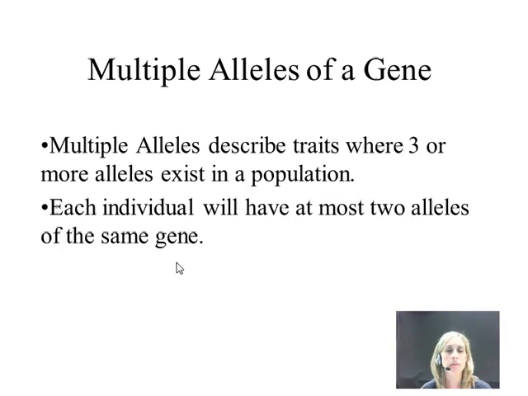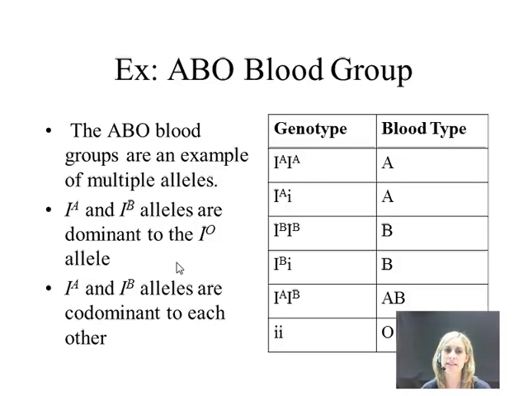Now, multiple alleles is a situation where, again, Mendel didn't know about it. And again, a classic example of multiple alleles is A, B, and O blood type. So anytime we have 3 or more alleles in a population that are available for a certain gene, but again, each individual only gets 2, we're going to call that multiple alleles. So our best example for this is the ABO blood group.